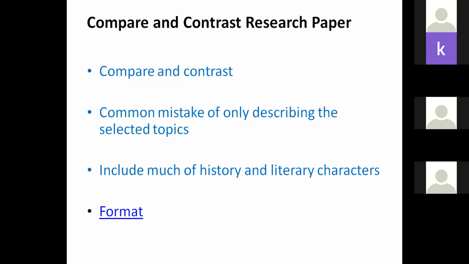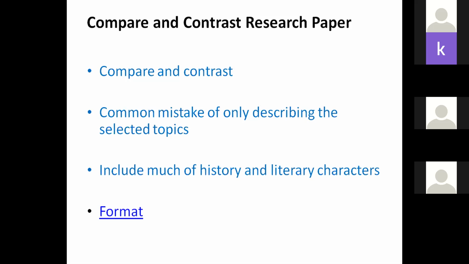Then there comes a different category, which is compare and contrast. As the name suggests, you will compare two or more types. The compare and contrast research paper will vary in both form and content. So now this is going to vary. Here what you will do, you are required to choose two or more issues to compare and contrast.